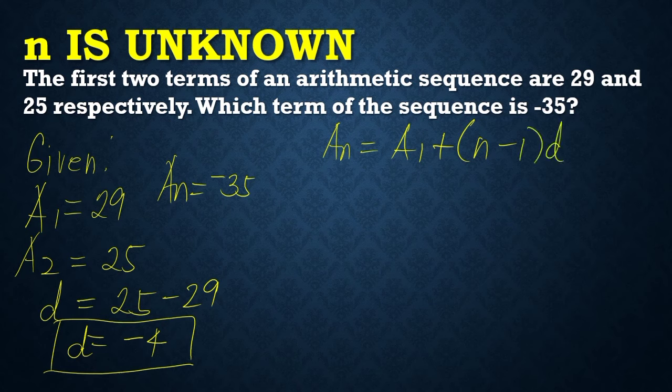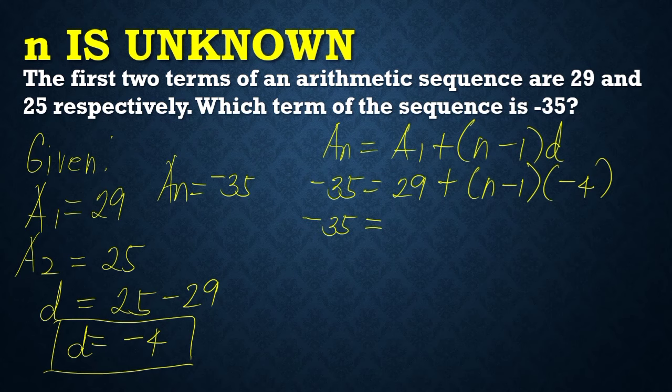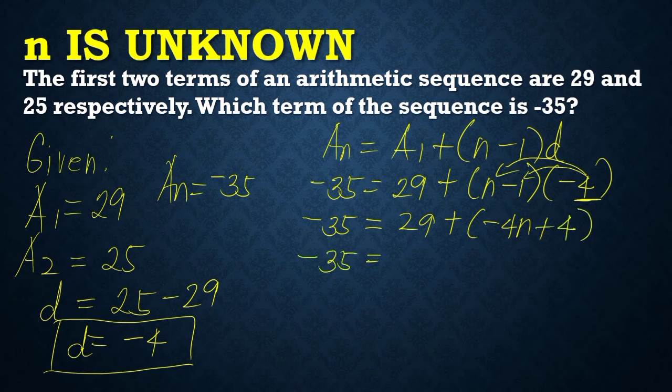So, a sub n, that is negative 35, is equal to a sub 1, 29, plus n minus 1, and then the common difference is negative 4. Negative 35 is equal to 29 plus, so kailangan natin i-distribute ang negative 4 sa mga terms sa loob ng parenthesis. Negative 4 times n, that is negative 4n. Negative 4 times negative 1, that is positive 4. Now, negative 35 is equal to 29 minus 4n plus 4.